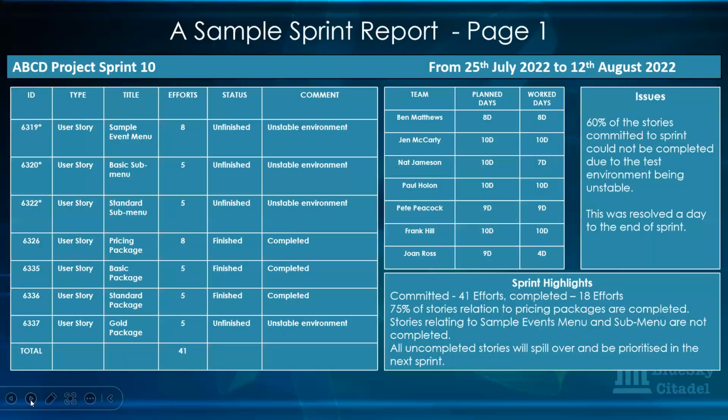Okay, so we want to look at some samples now. So this is for a sprint report, and this is page 1, just a sample of a sprint report. When I was talking, I said you will have your project name. So this is ABCD project, and it is sprint 10, and then you can see the sprint period over there is covering from 25th of July 2022 to 12th of August 2022.